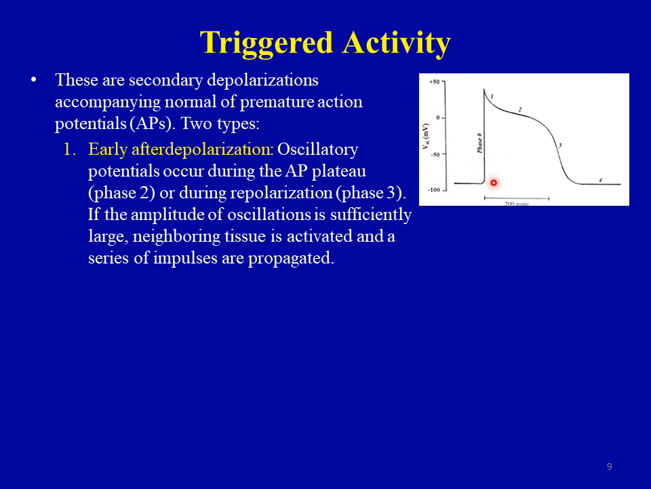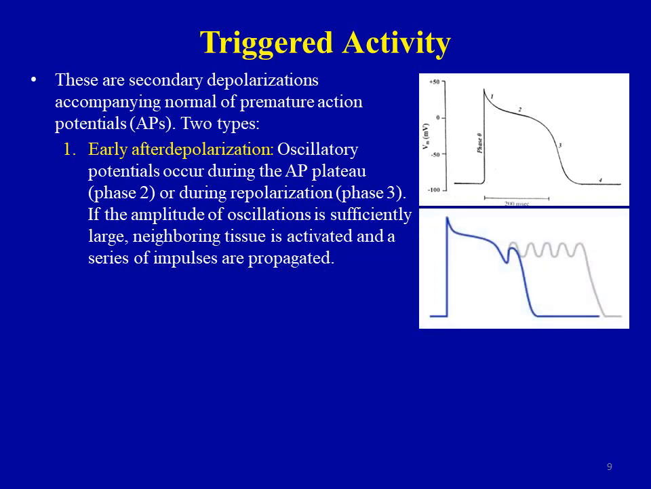And we know very well that the action potential has several phases. We have phase 0, phase 1, 2, and 3, and then phase 4 back to the resting membrane potential. So early after depolarizations are oscillatory potentials. They affect either phase 2, which is the plateau, or phase 3, which is the repolarization phase of the action potential. If the amplitude of the oscillations is sufficiently large, neighboring tissue is activated and a series of impulses are propagated.